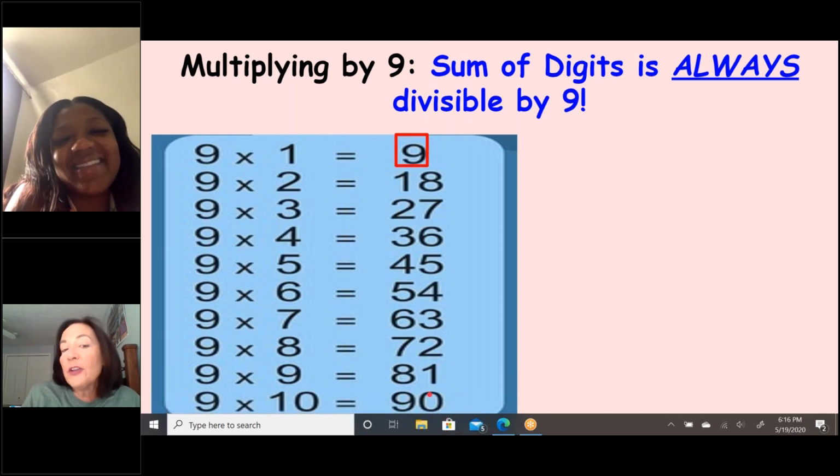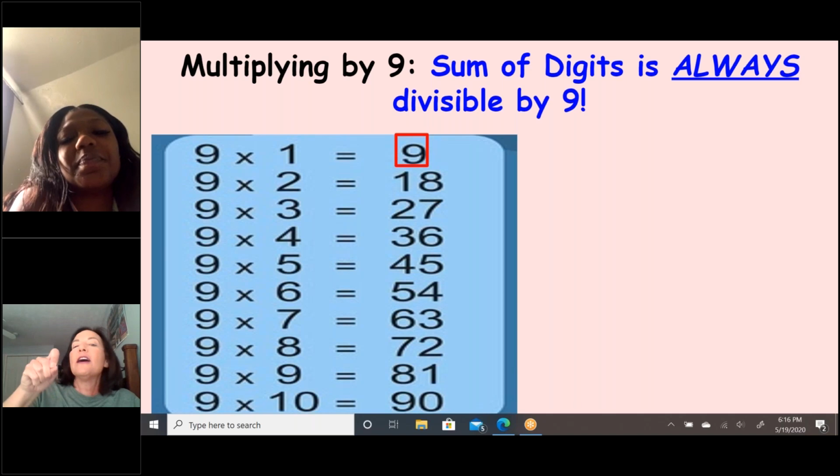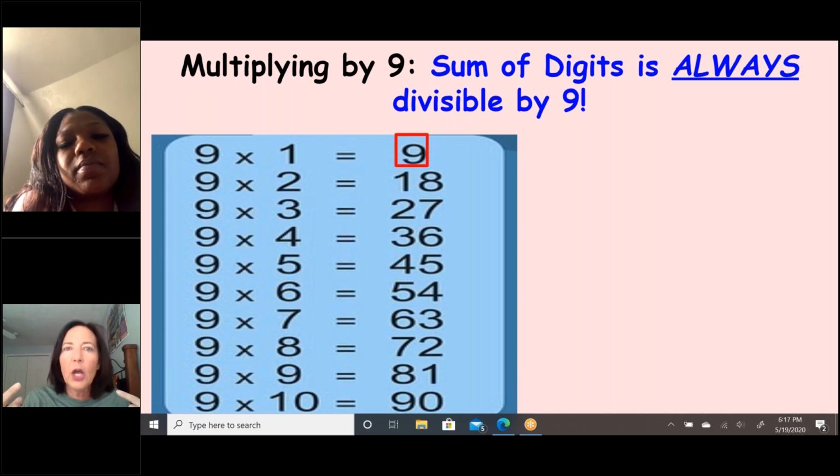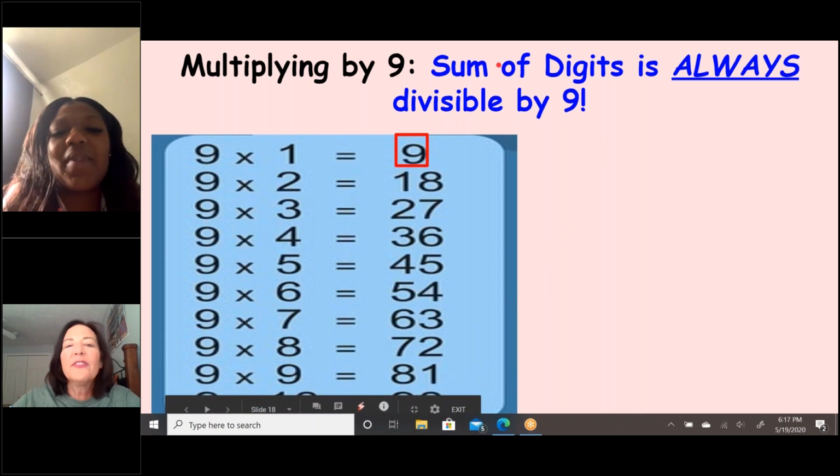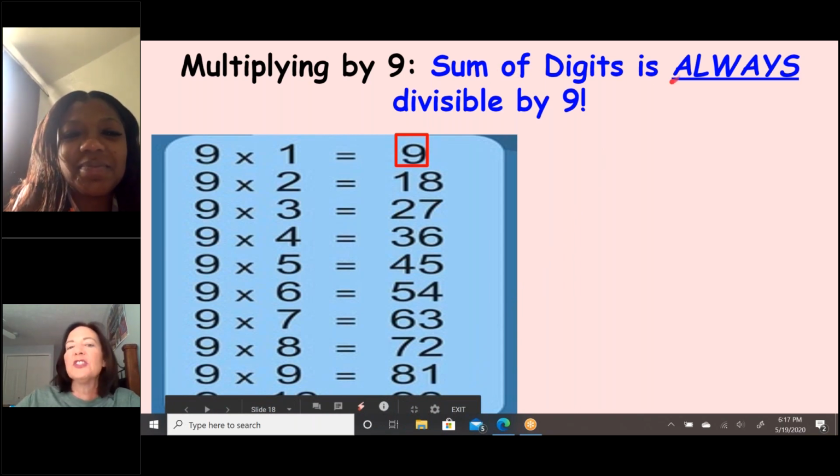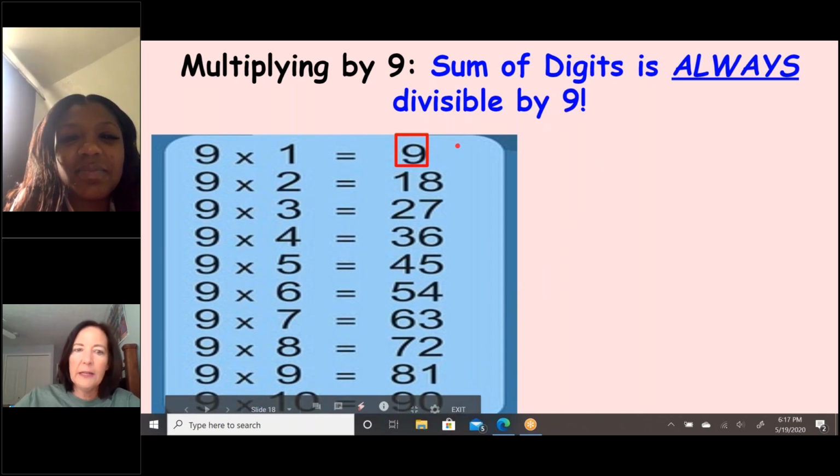So if you had trouble with your 9s and you were practicing on the hundreds chart, you could use that strategy to help you along. And the more you practice it, I like doing it on the hundreds chart too, because your brain is thinking about it, but your eyes are also looking at it, and your hand is also writing it. So your brain is kind of being encoded 3 different ways. But this little hint, the sum of the digits is always divisible by 9.